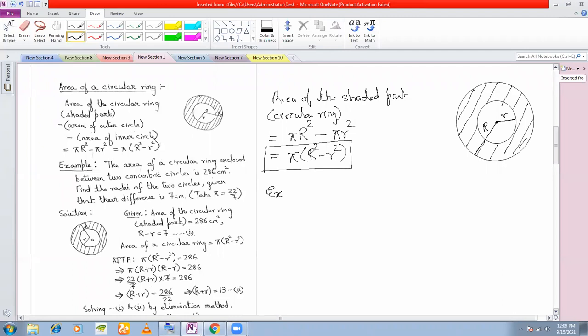So look at the next problem. The area of a circular ring enclosed between two concentric circles is 286. So circular ring, that means the area of the shaded part is given to you, right? 286 centimeter square. If only I could just draw.